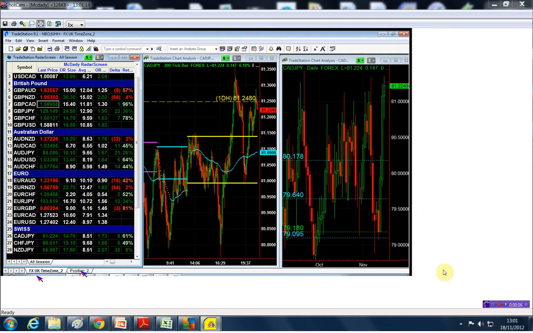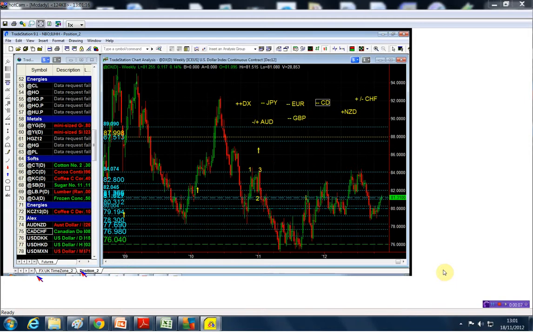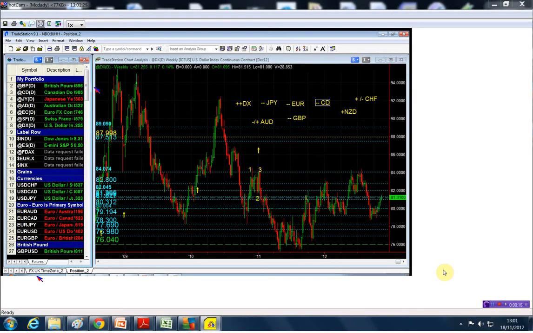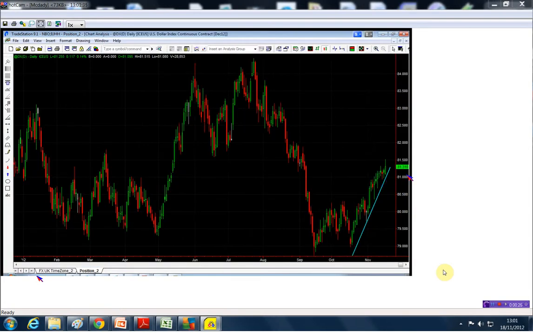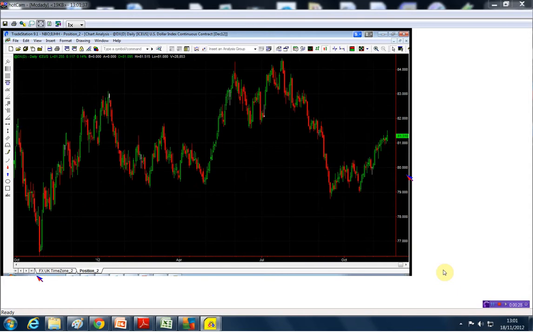So we're going to start, as usual, looking at the indices, and the first one we look at is the dollar index. And I'm going to put a clean chart for the dollar. And as you can see, the dollar has been moving high. This is the daily chart for the dollar index, which is a basket of all the dollar pairs.